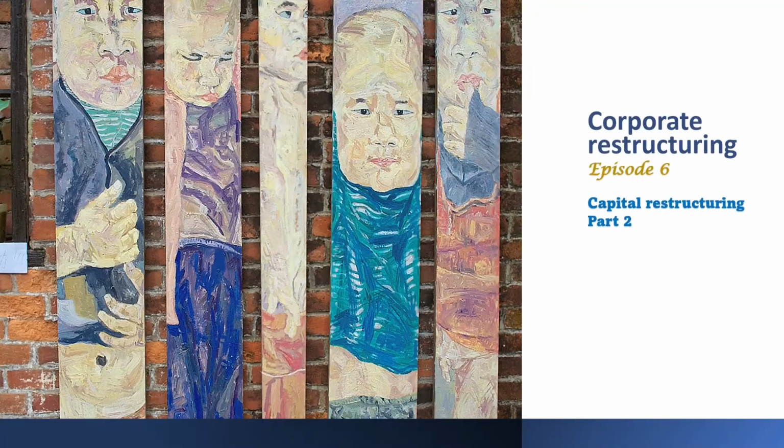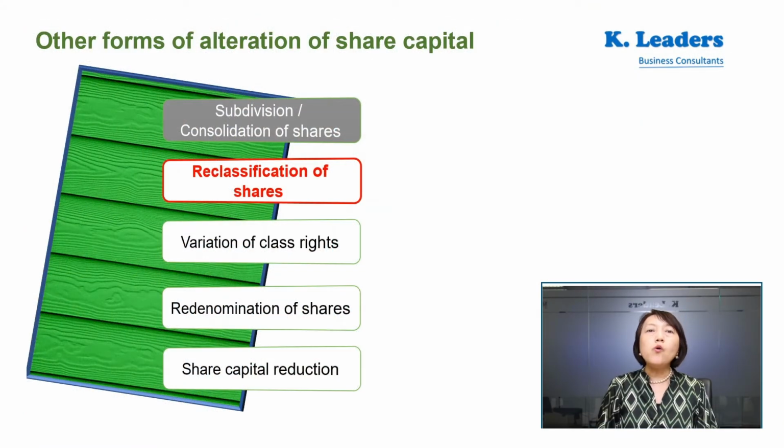I'm Francis Chen. In this episode, I would like to continue talking to you on capital restructuring. In the last episode, we talked about subdivision of shares and consolidation of shares. In this episode, I would like to share with you the other forms of alteration of share capital, including reclassification of shares, variation of class rights, redenomination of shares, and capital reduction.